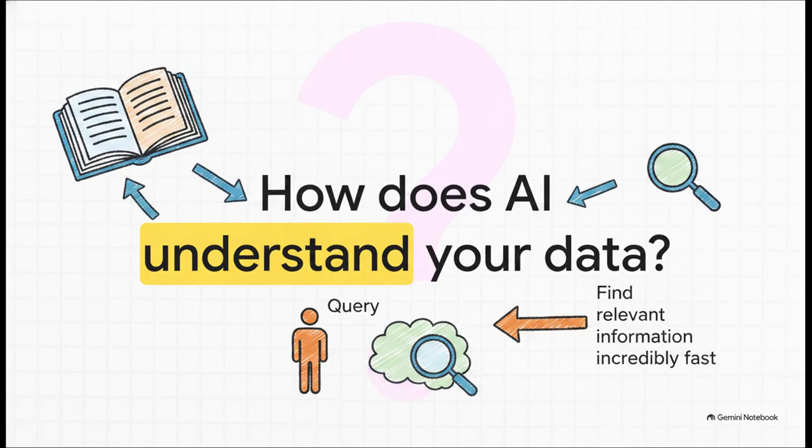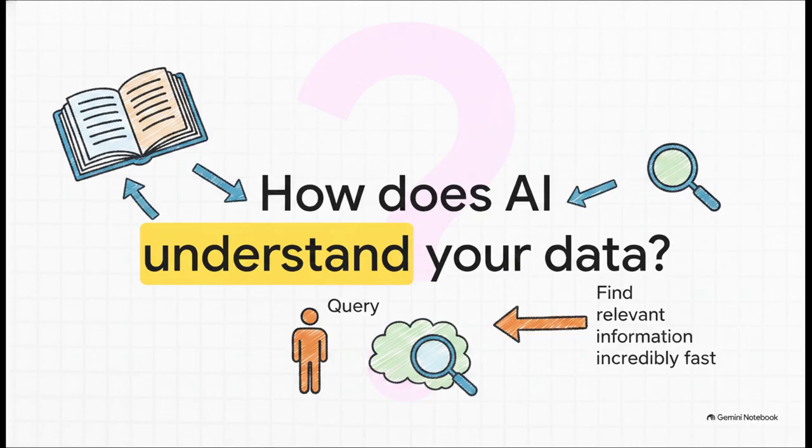So, to solve the massive, and I mean massive, problem of AI hallucinations and limited memory, developers use a technique called retrieval-augmented generation. You'll usually hear it called RAG. Now, the goal here is pretty simple. Ground the AI's response in your actual documents rather than just relying on whatever it happened to memorize during its initial training. Think about it.